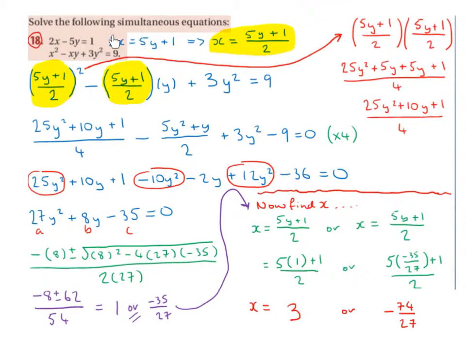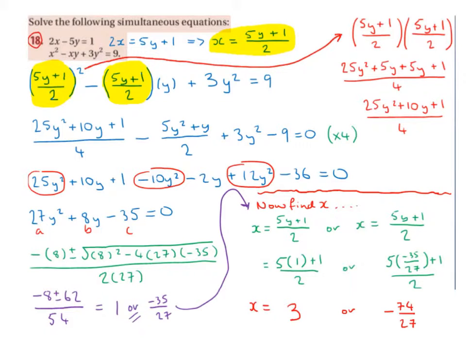So I get 5y divided by 2 is 5y over 2, and 1 divided by 2 is 1 over 2. So I get x is equal to 5y plus 1 all over 2. Now I'm going to substitute that into the other equation, into the non-linear equation, in place of both x's. So I'm going to swap that x for 5y plus 1 over 2, and bring down the squared, then bring down the minus, then swap that x for 5y plus 1 over 2 with brackets around it, then bring down the y, the plus 3y squared, and the equals 9.